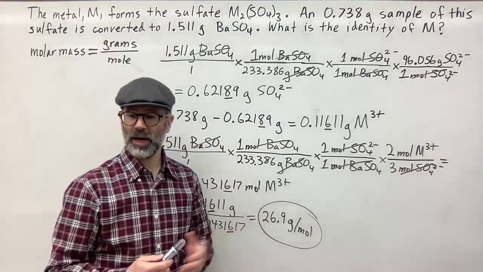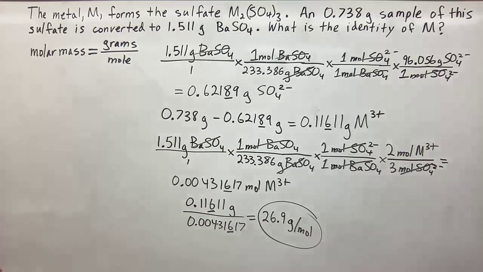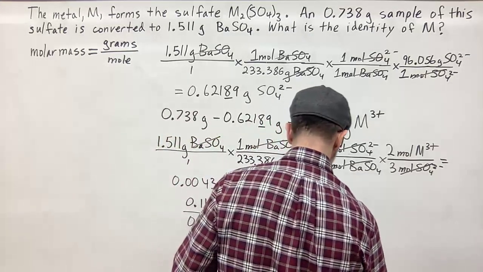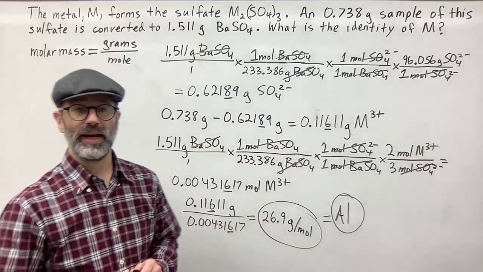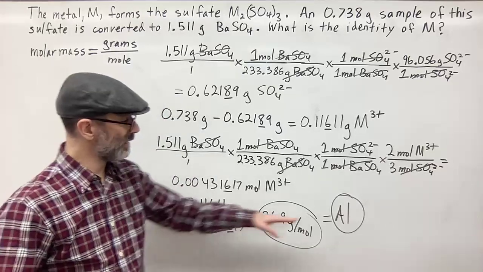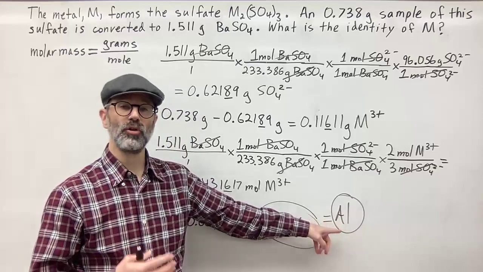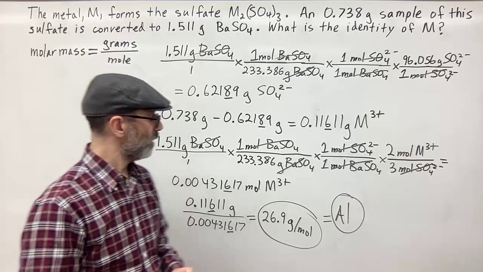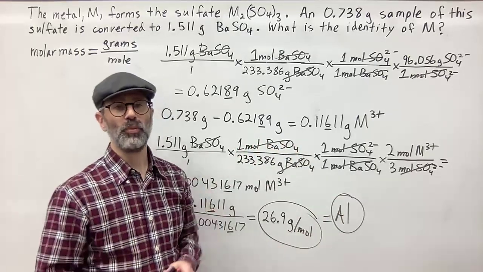And so I look on my periodic table for that number, and behold, aluminum is the metal that has that molar mass. So indeed, this is a group 3 metal, right? Because aluminum is group 3, it has a 3 plus charge on it normally. So that is the answer. That's how you get this problem. I hope this was helpful.